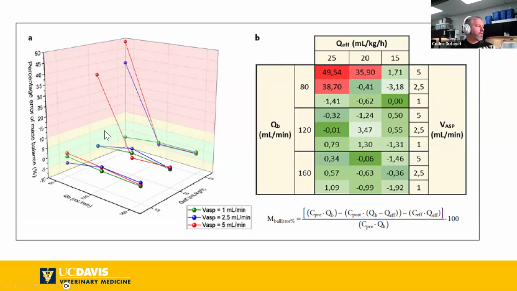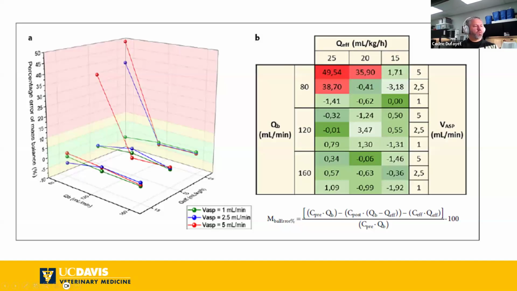So that would be these three lines in the front of the graph. And that's what you would find in that very far right column right there. And as you increase your effluent flow, you'll notice that you start to have some pretty significant mass balance error, up to 35, 40%, or even almost 50% mass balance error if you're running at slow blood flows and you're aspirating at 5 mils per minute.